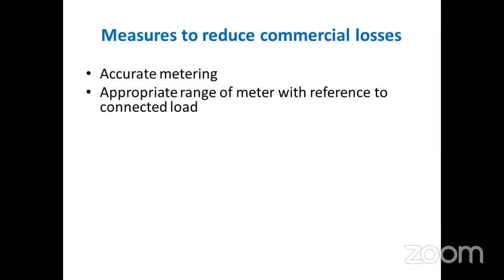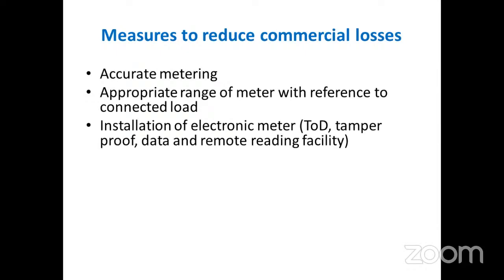Sorry for the disturbance. Measures to reduce commercial losses are accurate metering. Appropriate range of meter should be used. Installation of electronic meter. What are the advantages of electronic meters? Time of day is available. Time of day means for particular period, concessions will be there during off-peak period and all. This cannot be achieved in our old electromechanical meters. Tamper-proof is also there. Remote reading, data downloading facilities are there.